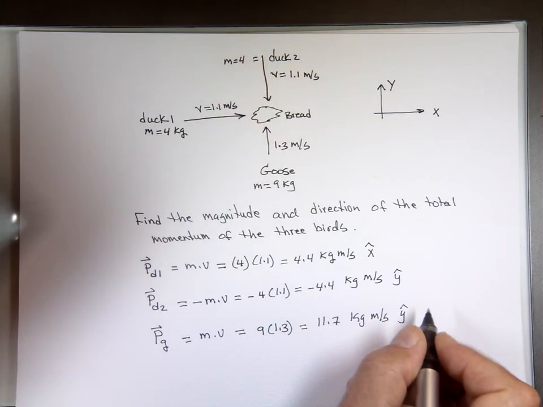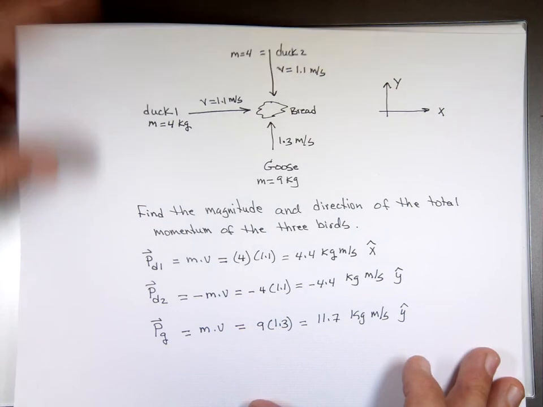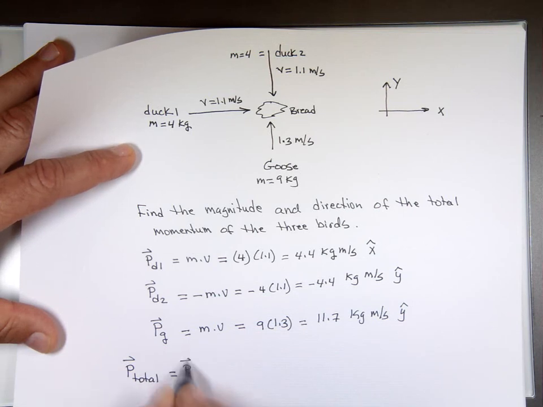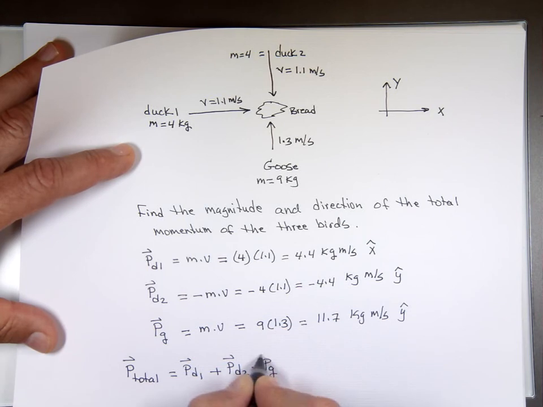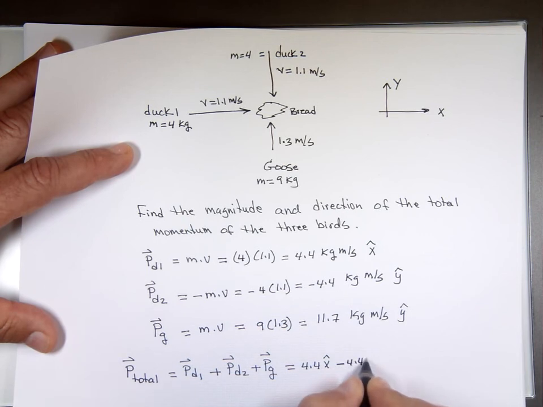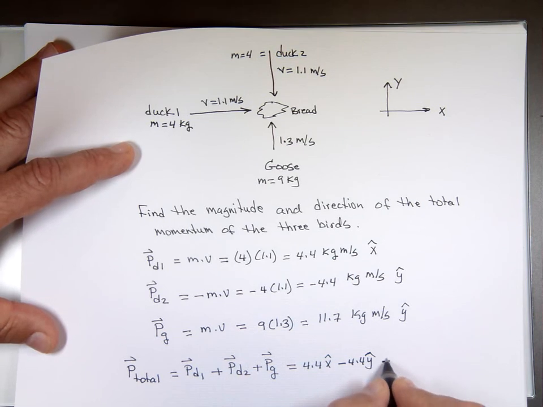So now we're going to find the total. What is P total here? That's what the question asks, which is equal to the linear momentum of duck 1 plus the linear momentum of duck 2 plus the linear momentum of the goose. Duck 1 is what? 4.4 in the x direction. Duck 2 is negative 4.4 in the y direction. And the goose is 11.7 in the y direction.